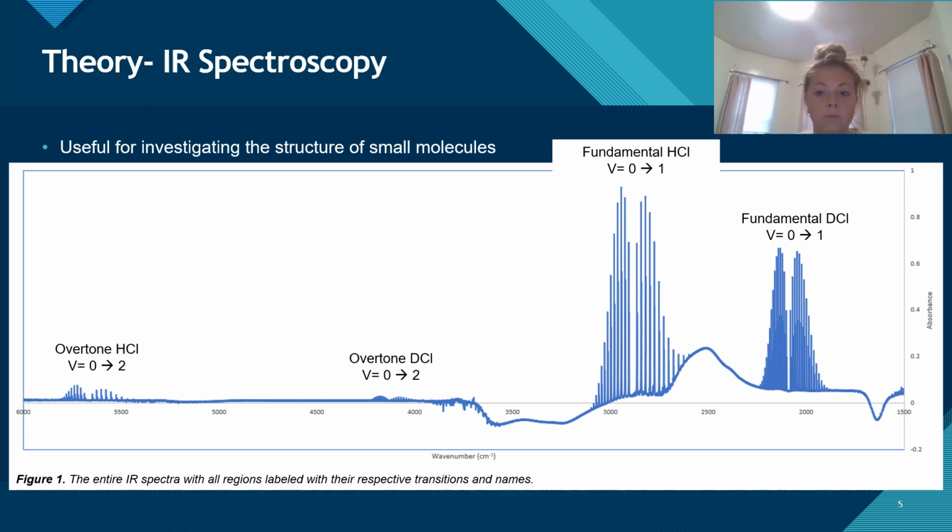In our lab manual, we were given values for HCl and DCl, which confirmed our hypothesis that HCl would be at higher wave numbers than DCl. This is because wave number is directly proportional to energy, because wave number is the inverse of wavelength, and wavelength and energy are inversely proportional. So this also explains why HCl is observed at the higher wave number than DCl for both overtone and fundamental transitions.